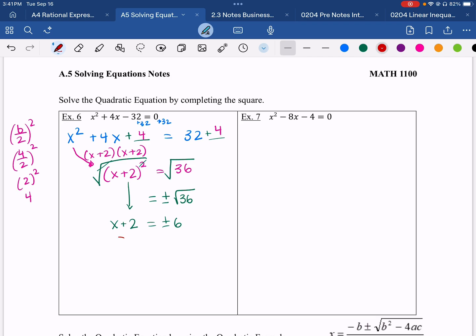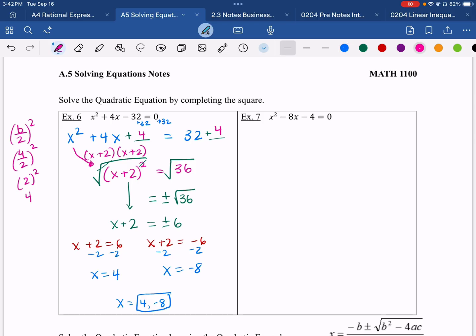Okay, this is the same thing. Now you're like, well, now what do you do? Some people have a hard time with this, so I'm going to erase this. It's the same thing as saying x plus 2 equals 6, x plus 2 equals negative 6. First one, subtract 2, x equals 4. Next one, subtract 2, and you get x equals negative 8. Comma separated list, x equals 4, comma negative 8, so that's what you would enter on the web assignment.